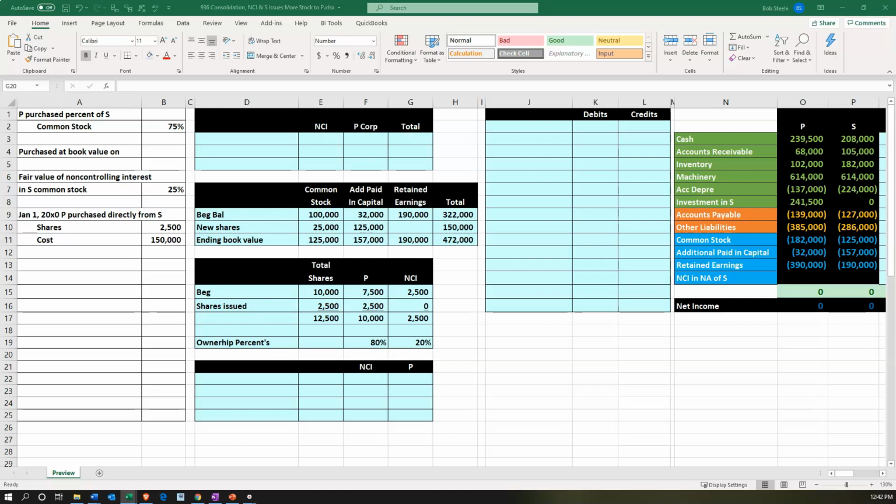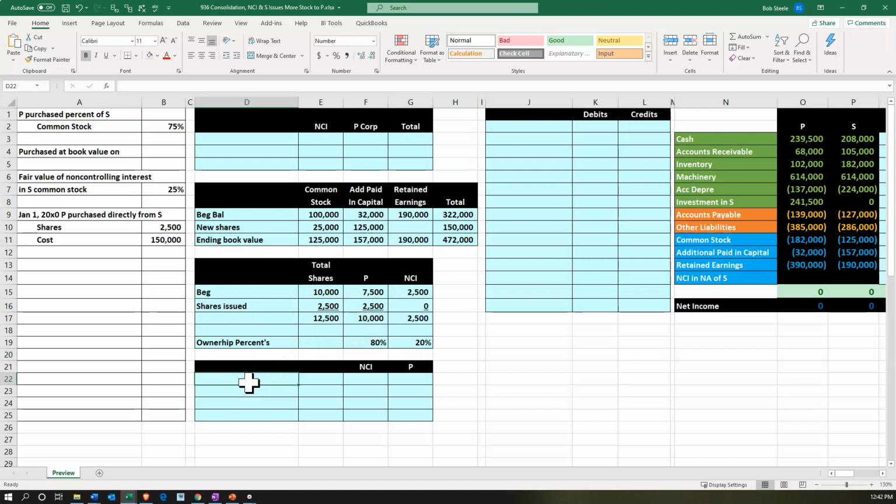So now we've got to think, okay, now that we have an 80-20 breakout, how are we going to be allocating our percentages? Because we should be reflecting an 80-20 for, in essence, the net income, and the equity section for parent's investment in S. So how are we going to account for that?